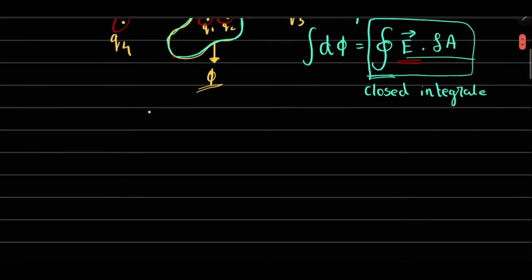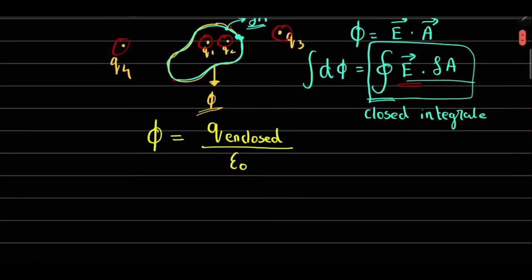Gauss law says that the net flux through a closed body is equal to the charge enclosed by that body divided by epsilon naught. So let us sink that in for a moment. The net electric flux for a closed body, that is phi, is equal to charge enclosed by epsilon naught.